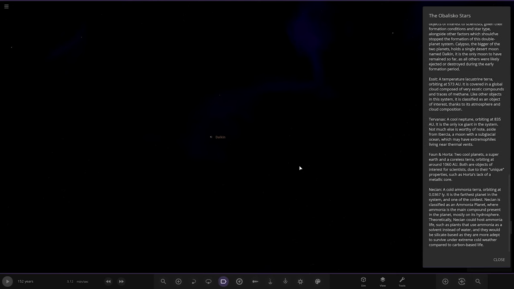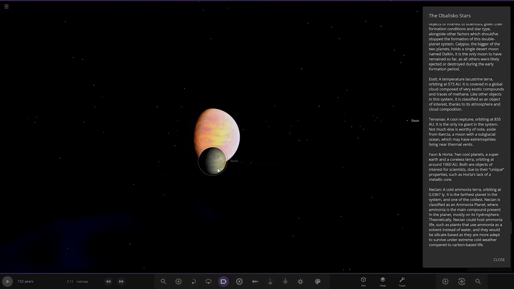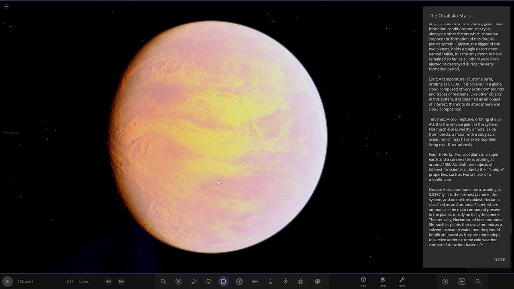Okay, next up we have got Isit. So where is that? That's this one. A temperate lacustrine terra orbiting at 573 AU. So we're still pretty far away. Look at those sort of orangey atmosphere and then the yellow clouds. That's cool. It is covered in a global cloud composed of very exotic compounds and traces of methane. Like other objects in this system, it is classified as an object of interest thanks to its atmosphere and cloud composition.